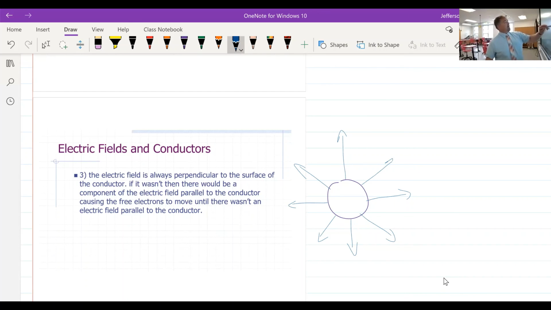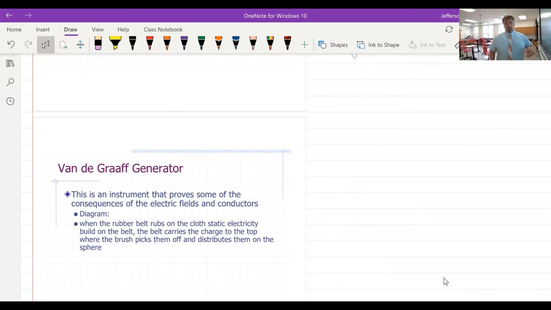Okay. The thing that's going to show all this, and I'm going to break it out tomorrow so you can see it in class, is called the Van de Graaff Generator. It's an instrument that will show all of these things. Basically it allows you to build up static electricity and allows you to show the field lines on there and how they exert.